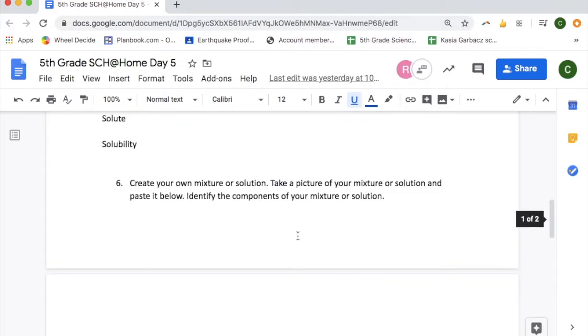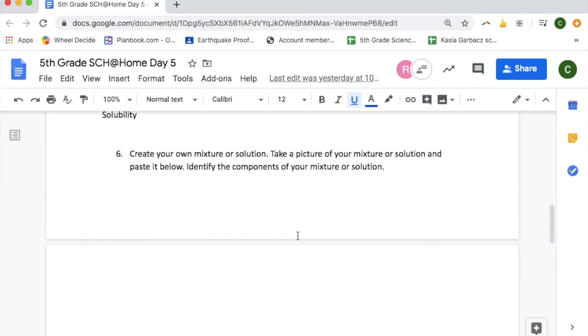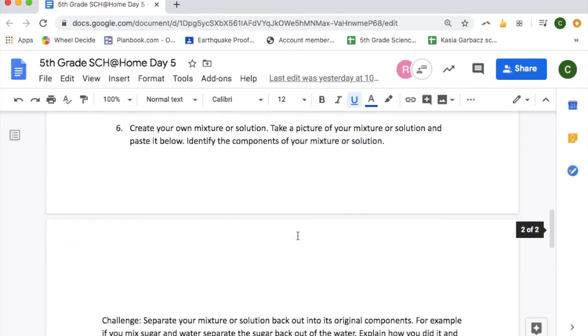And you're going to create your own mixture or solution. So after you've answered all the questions, I want you guys to create your own mixture or solution and take a picture of it and paste it below. Identify the components of your mixture or solution. So what is it made of? I showed you a mixture for my bowl of cereal that was made up of bananas, Honey Nut Cheerios, and milk. And then I showed you a couple of different solutions. I showed you a solution of sugar and water. And I showed you my tea, which is a solution of tea leaves and water. Most solutions that you think of are probably going to be made up of water.